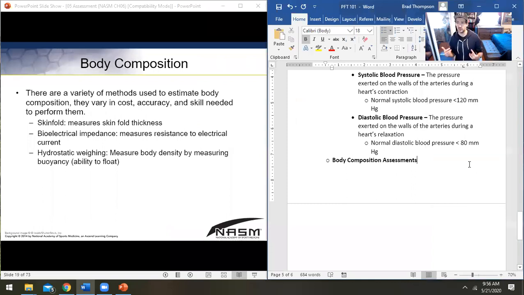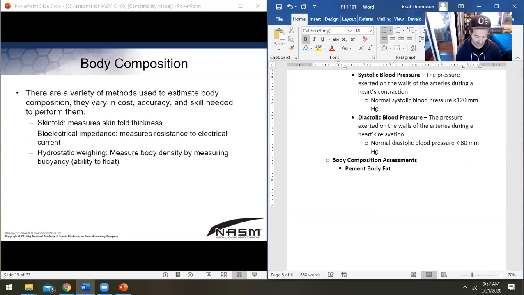Primarily the ones we are going to focus on are bioelectric impedance and skin fold measurements. Those are the two that you are going to have the most readily available access to. However, you can always do hydrostatic weighing if you send your client to a place that has it. But for body composition assessments, first one, let's look at percent body fat.